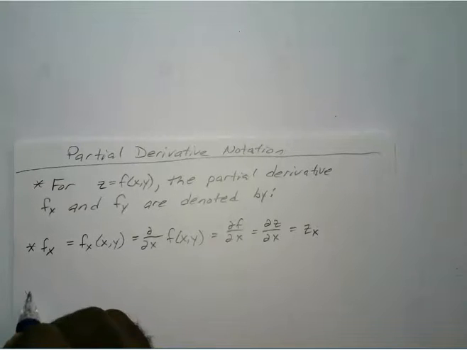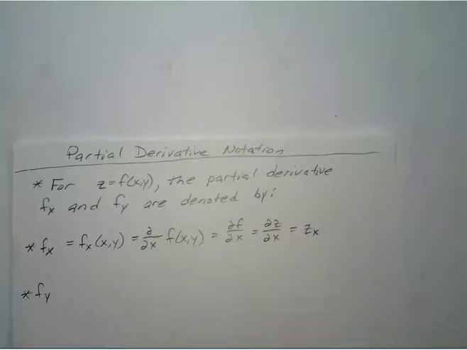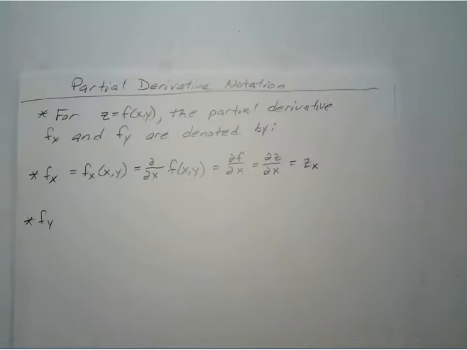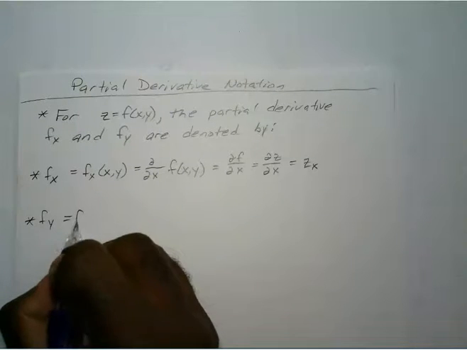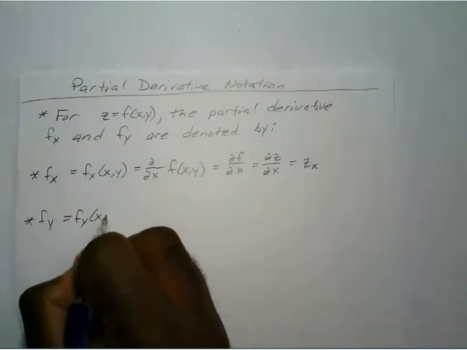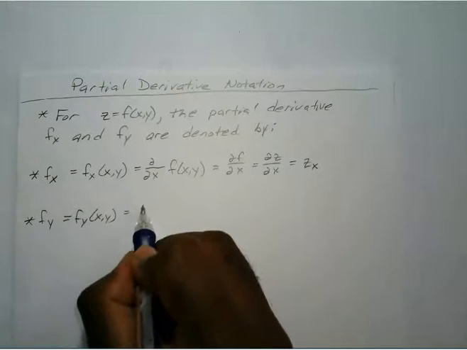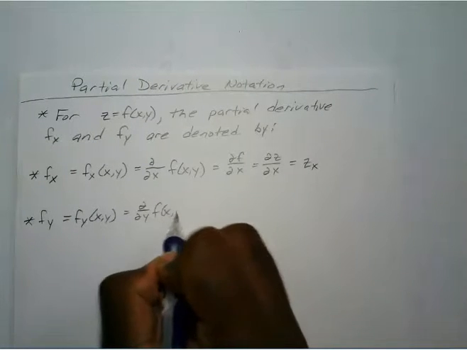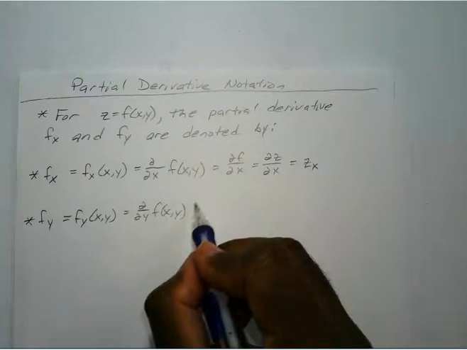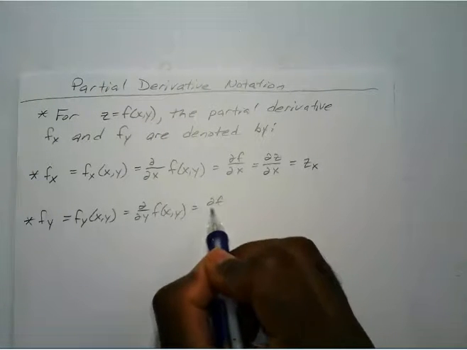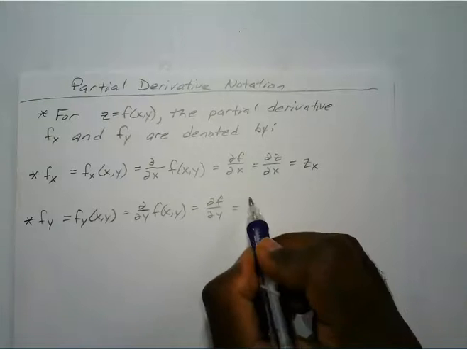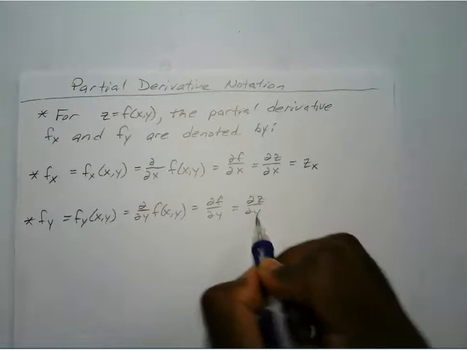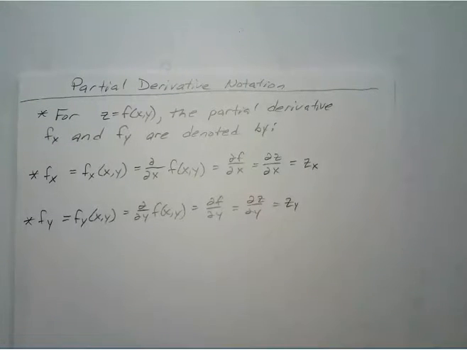Okay. Same thing with the partial derivative with respect to y. You may see it as the partial with respect to y of f(x, y). You may see it as the partial with respect to y of f of x, y. You may see it as the partial of f with respect to y, partial of z with respect to y, or z sub y. Okay, all of those mean the exact same thing.